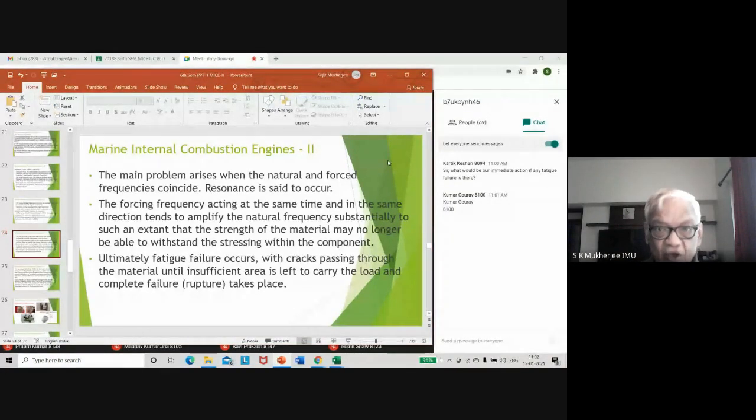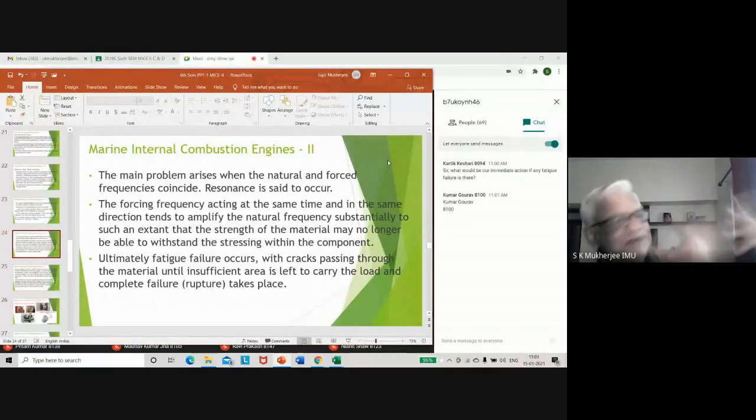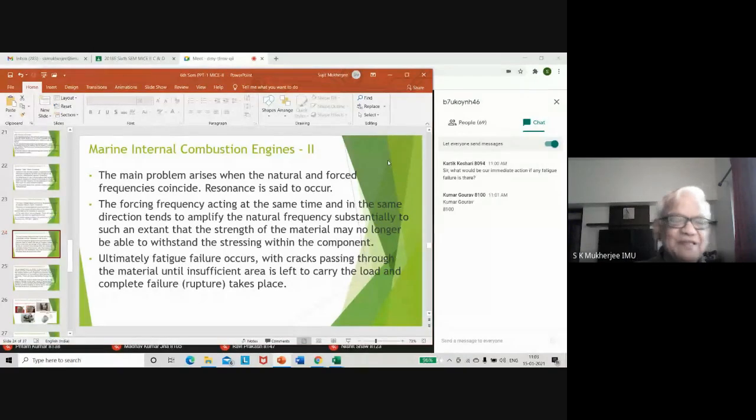This happens to a large number of items in the engine room. How it happens, I will tell you. Suppose you are in the engine room taking watch and suddenly you find one pipe vibrating very severely. You think there is a ghost in it. Some ghost has come in the engine room and you see it's vibrating. And after some time it stops again. And again another pipe. It may happen because the clamp is not there and the pipe starts vibrating and then it stops again, out of nowhere.